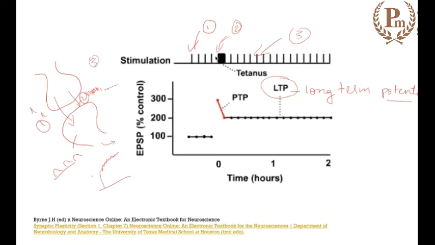I stopped the tetanic impulses. I went back to the normal rate of impulse. But what has happened to my potential? It has reached an increased level of response now. Even after the tetanus has gone, it doesn't come back to its original level. It is still remaining here for a long period of time. So that means even with a small impulse, I'm going to have a good amount of response. So that is what you call long-term potentiation.